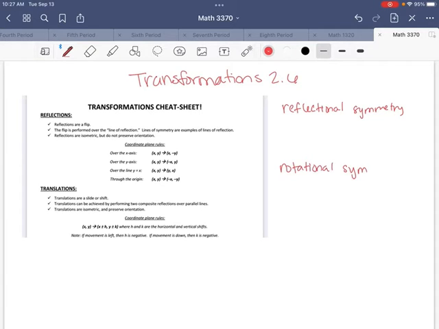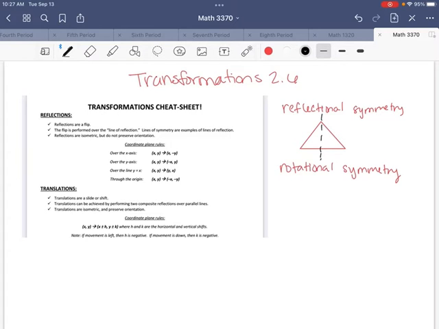Reflectional symmetry is the one we're most used to. When you see a shape, can you cut it up and stuff like that? So if I take, let's draw some sort of shape, a triangle. This triangle's line of reflectional symmetry would be right down the middle right there. It has symmetry. It looks the same on both sides. It's congruent on both sides.